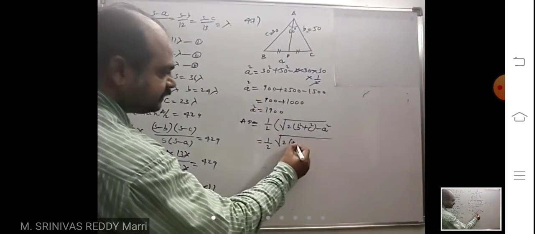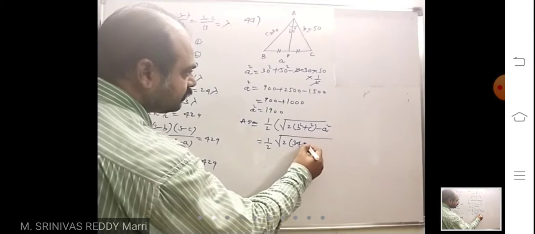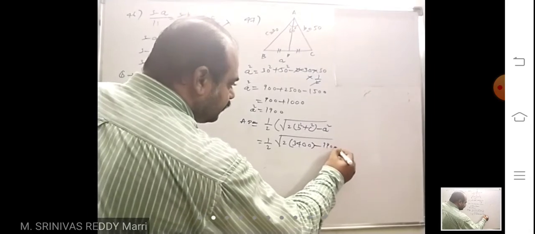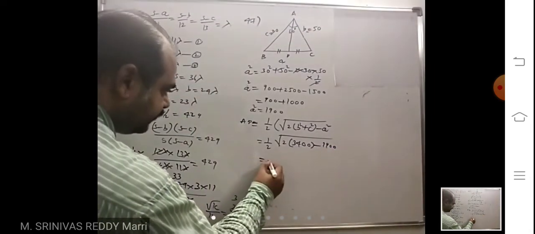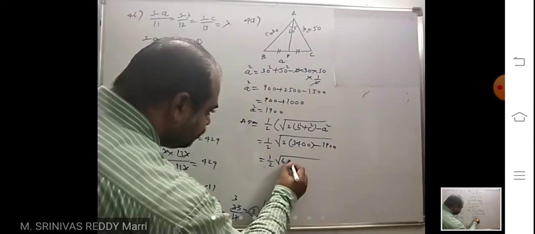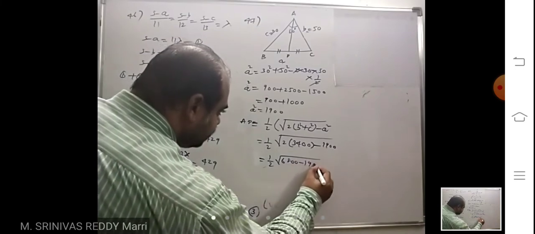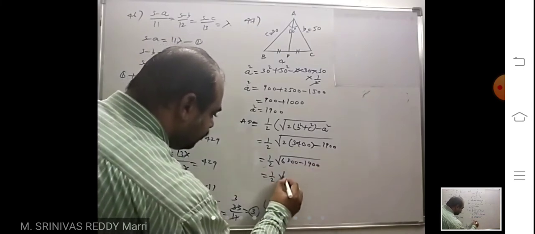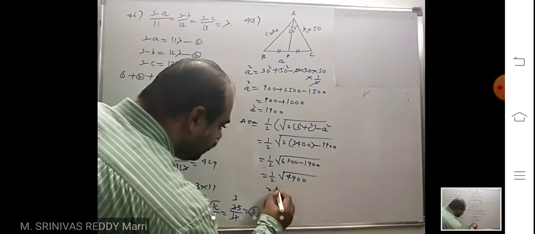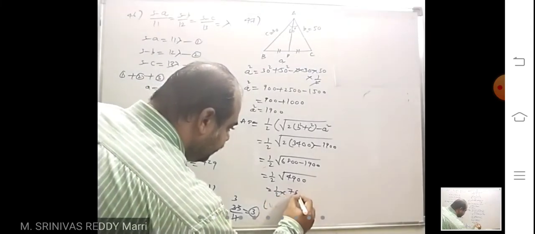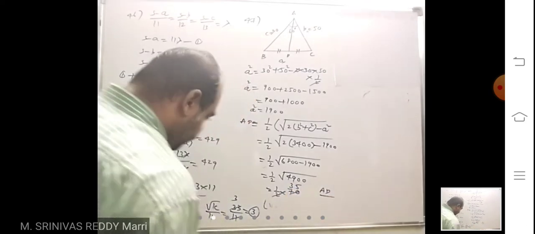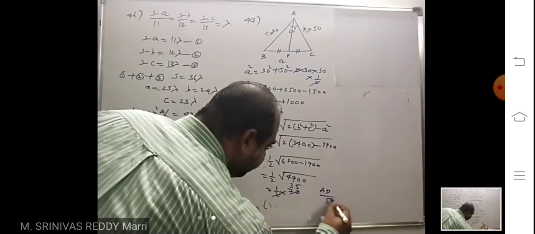That means this comes out to be root of 2 into B square plus C square, that means this plus this. That means 2 into 3400 minus 1900. That means 1 by 2 into root of, this is 6800 minus 1900. So root of 4900. 4900 means 70. Half of 70 is 35. So AD is 35.